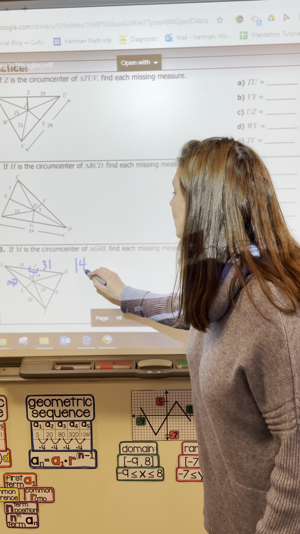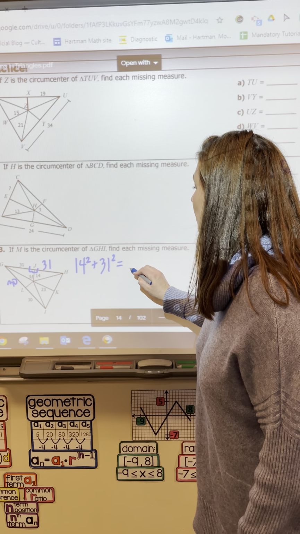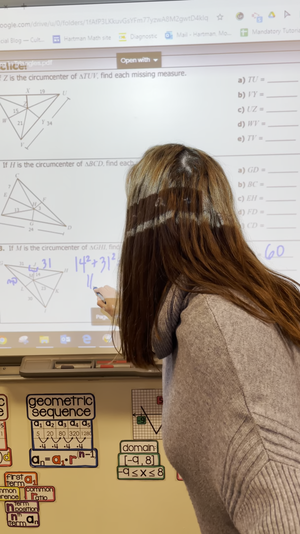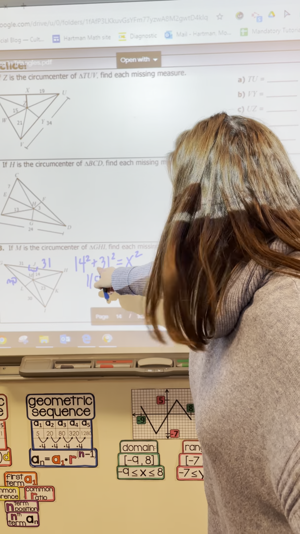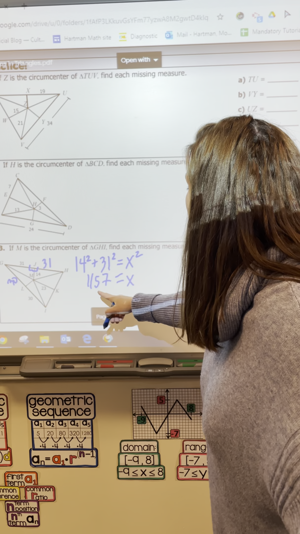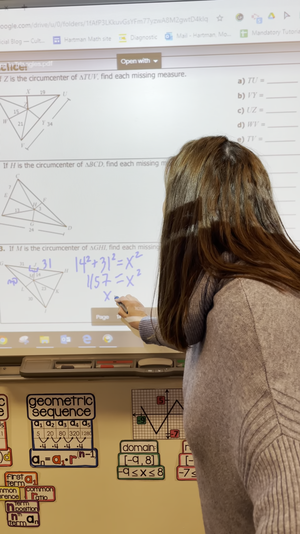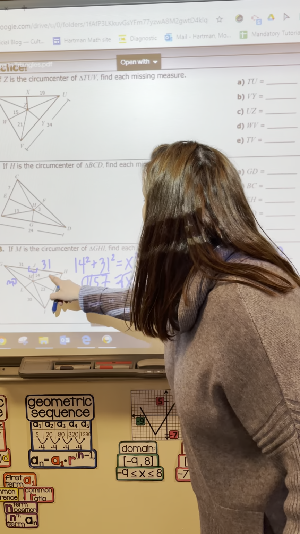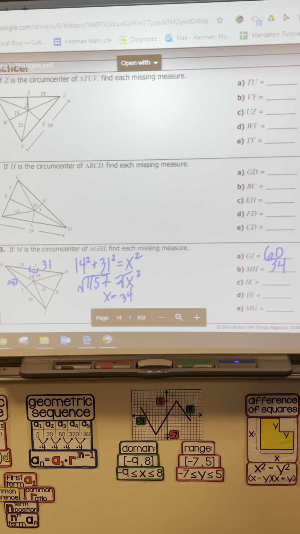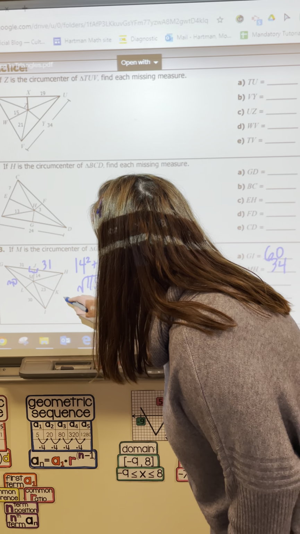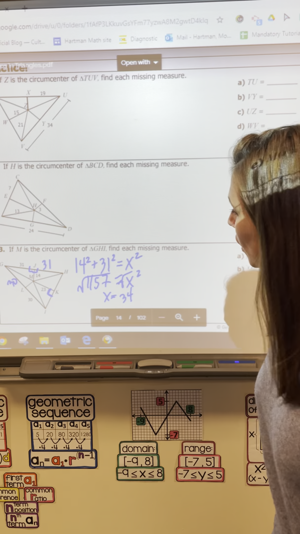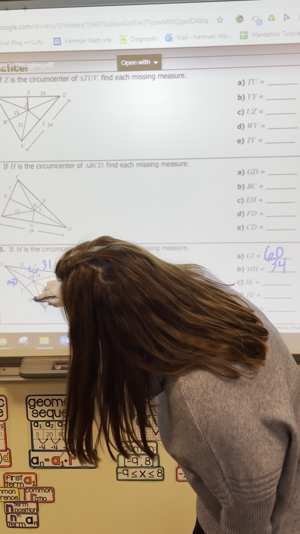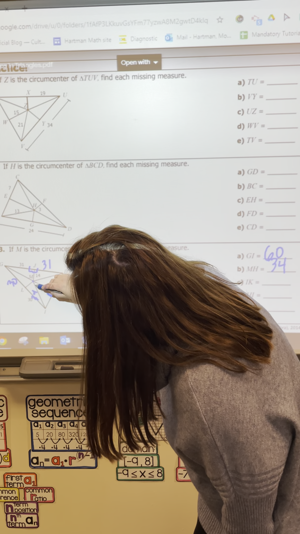So Pythagoras said that 14 squared plus 31 squared is going to equal x squared. So when I do the math, if I did that in my calculator, 14 squared plus 31 squared, I get 1,157. And when I take the square root of that to get x by itself, I get x is equal to 34. So MH is going to be 34. IK is right here. So again, remember these are equidistant. So if this is 34, I know this guy is 34 from the vertice to the circumcenter.